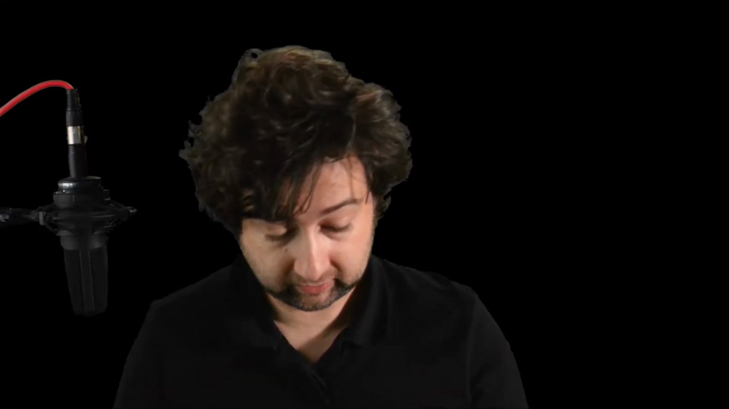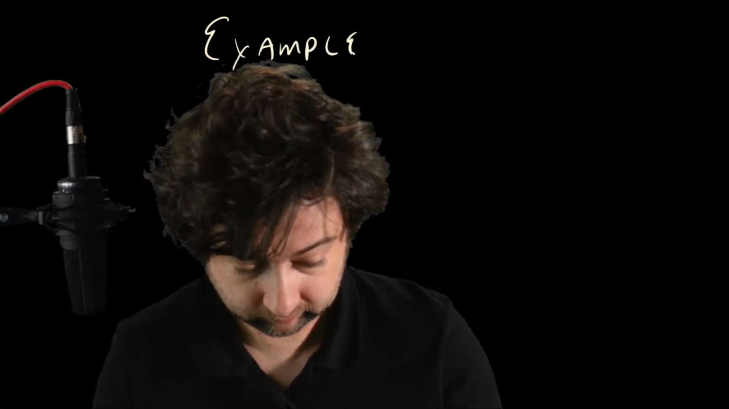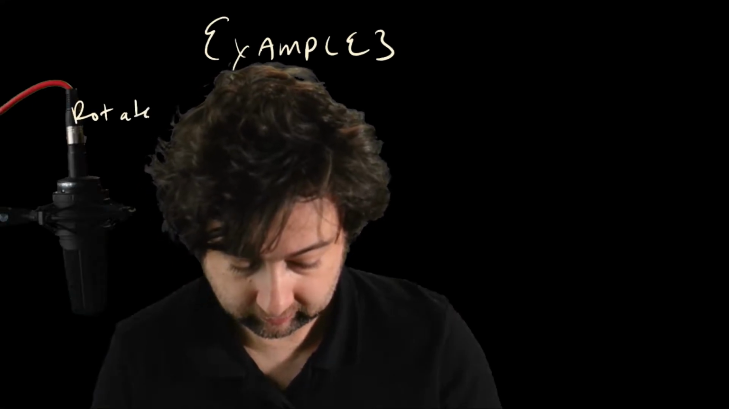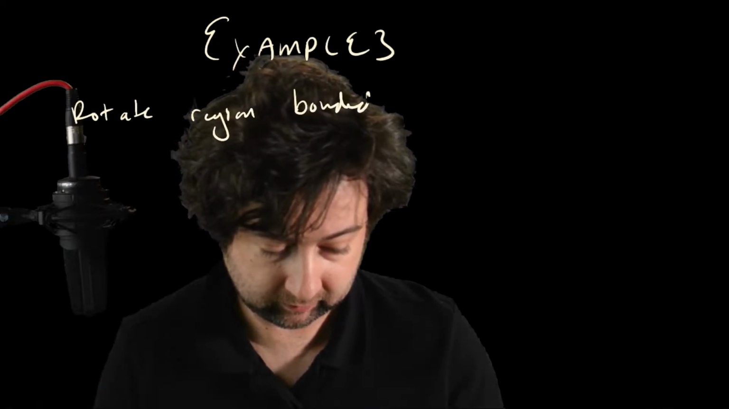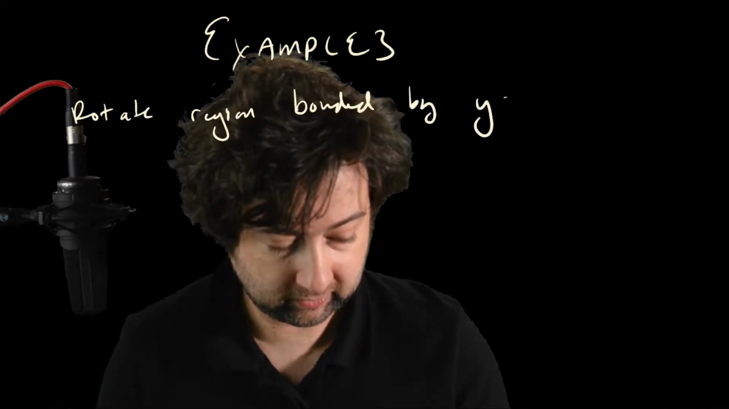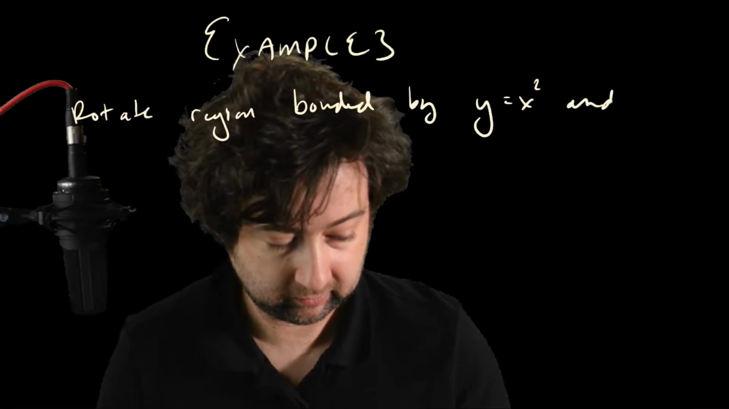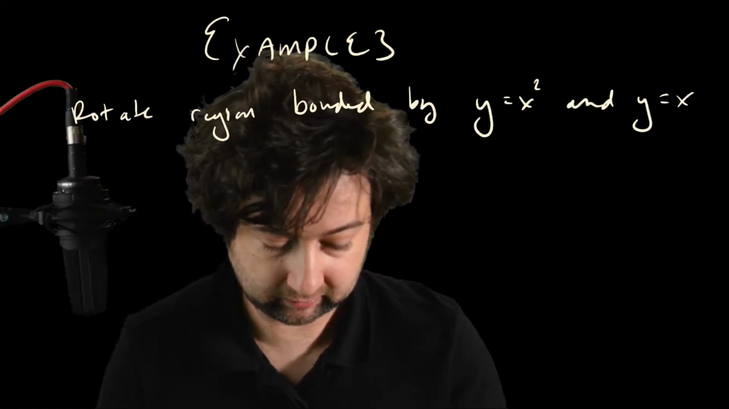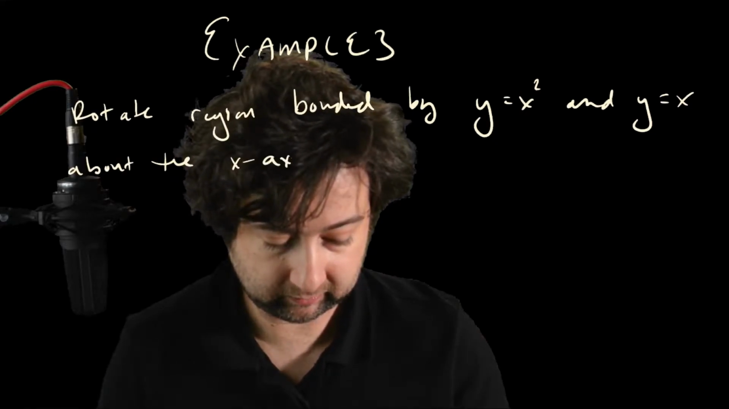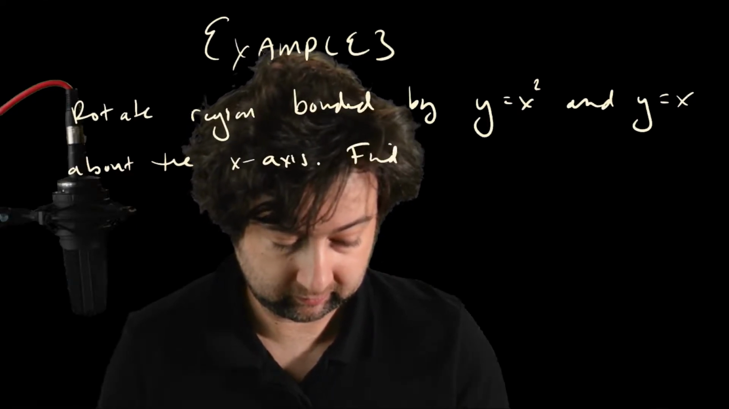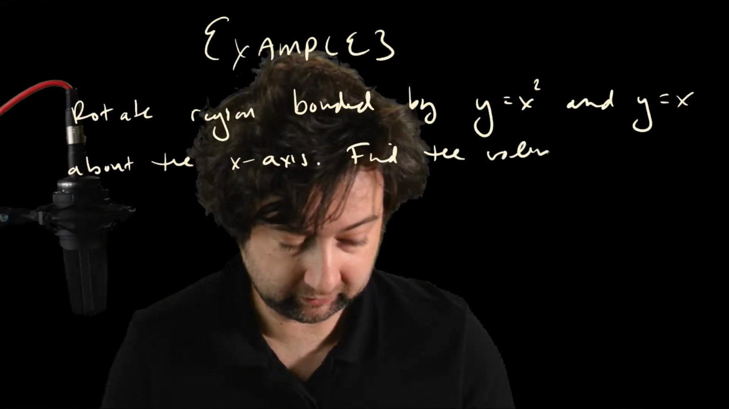So the first example we'll look at is the case where we have, say, we're going to rotate the region bounded by y equals x squared and y equals x about the x-axis. Find the volume of the surface.